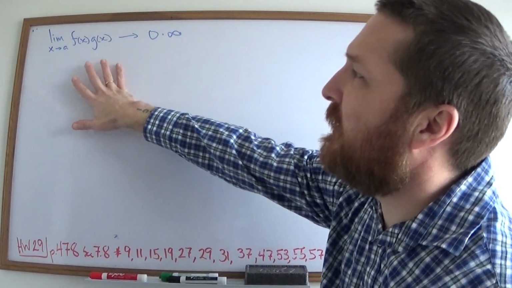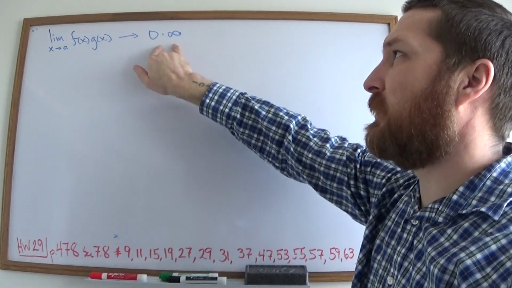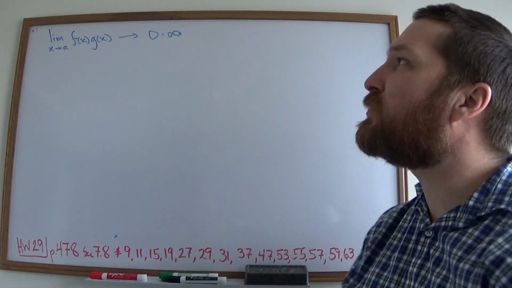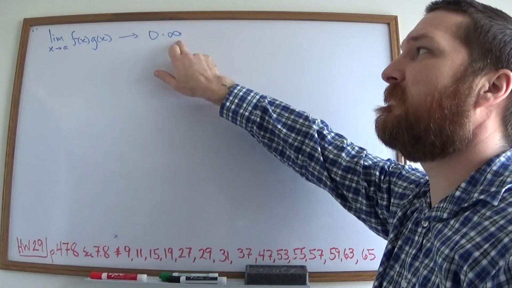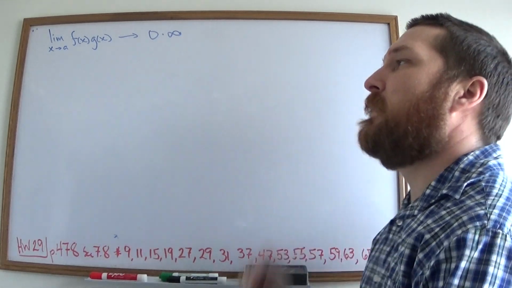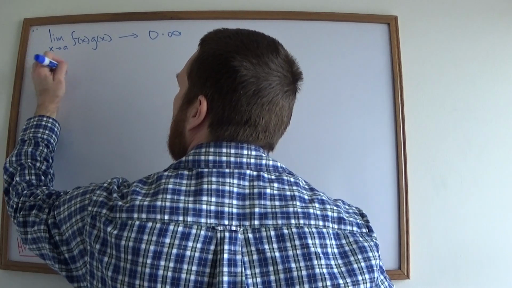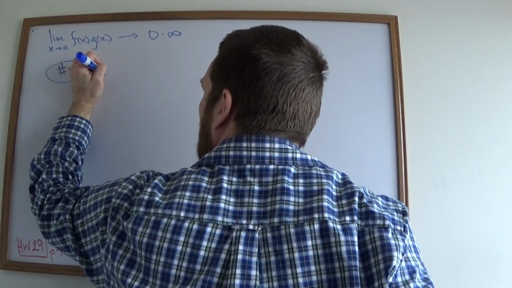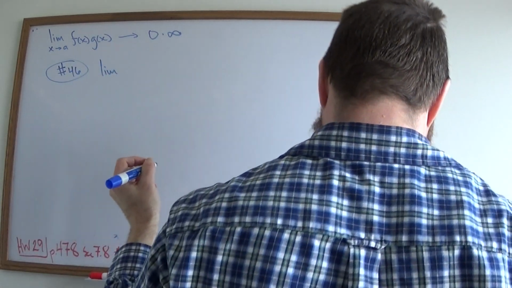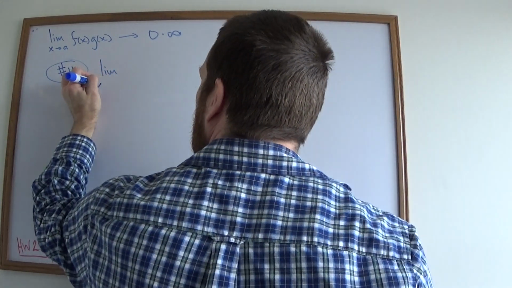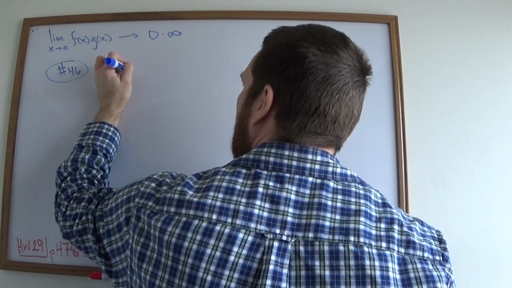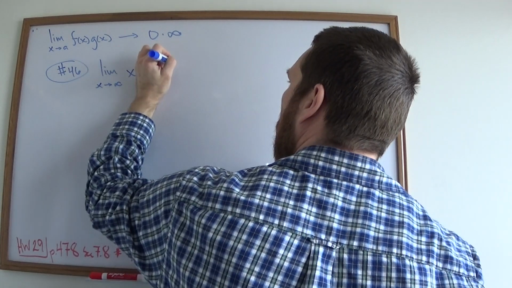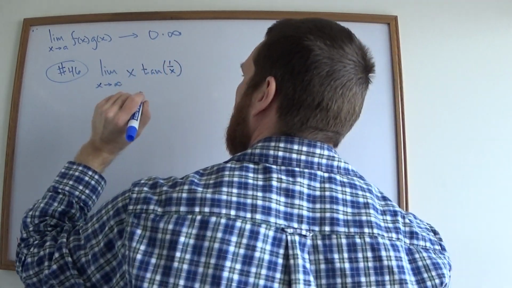But if you have this type of thing, let's take a look at an example. The idea is who wins? Who's going to zero faster and who's going to infinity faster? So here's an example from your book, number 46. We have the limit as x goes to infinity of x times tangent of 1 over x.